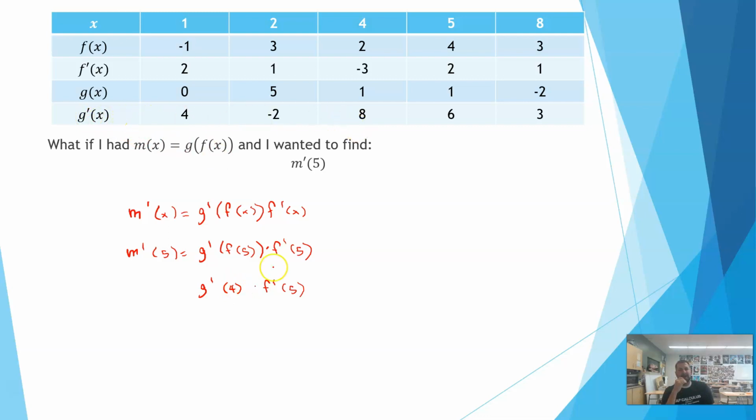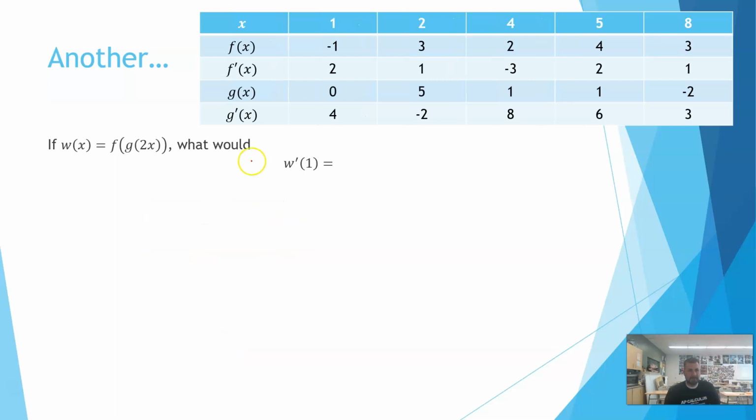So I go to g prime of 4, that's 8, multiplied by f prime of 5. So I go to f prime, I go over to 5, that's 2. 8 times 2 in this case is equal to 16. Once you get the hang of these problems, they're actually a fair amount easier as far as the algebraic manipulation or doing any sort of arithmetic than doing the other types of problems. You got to get used to them before they get easier.